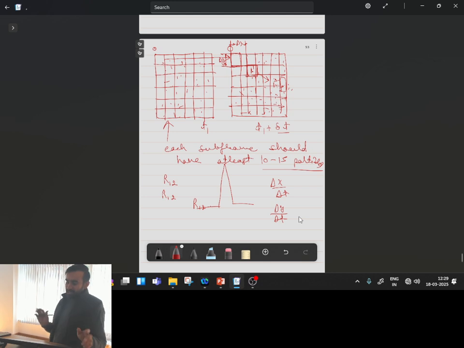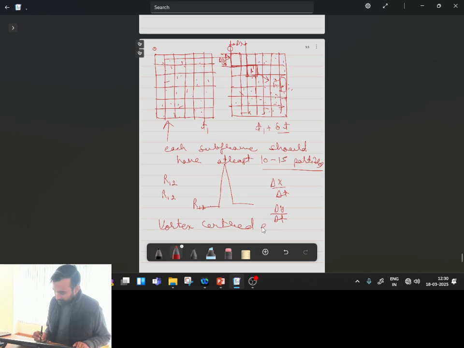Now, there are two types of approaches which we use over here. One is the vortex centered approach and the other is the cell centered approach.